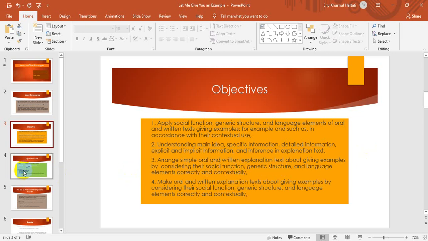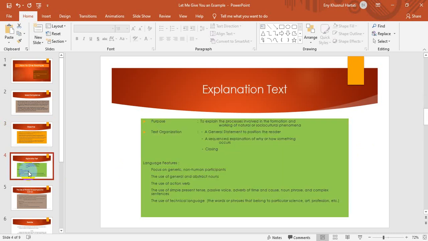And then we begin the first about explanation text. I think that you have ever studied about explanation text. Explanation comes from explain. So what is explanation text? Yeah, we can say in short, the text to explain something. Okay, we can see the purpose of the explanation text.